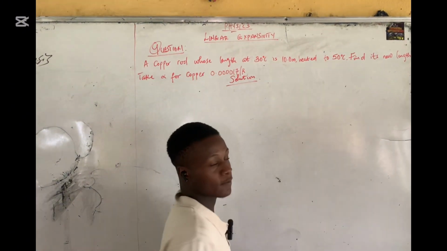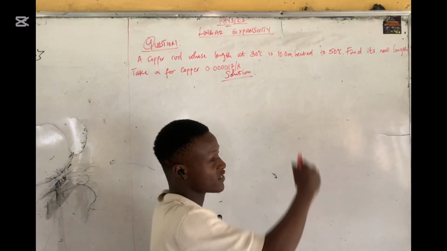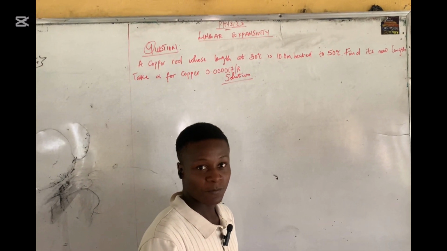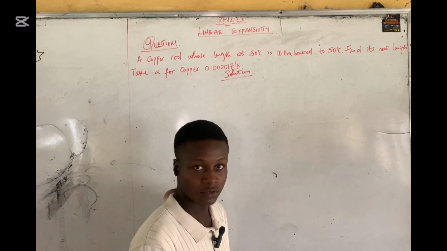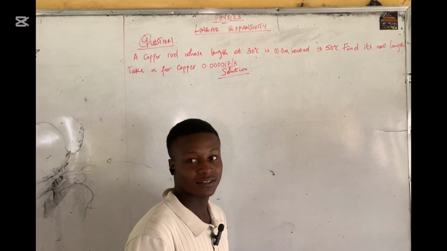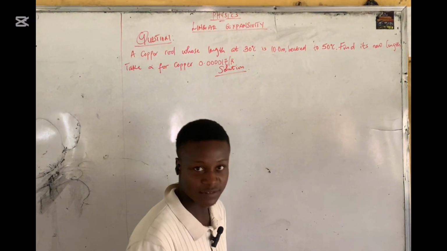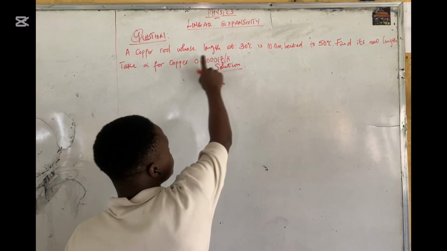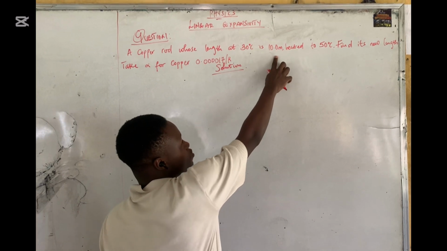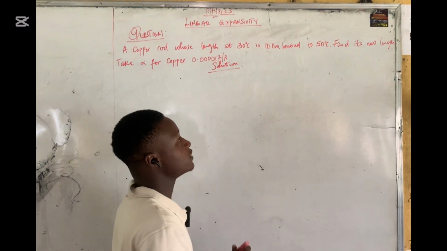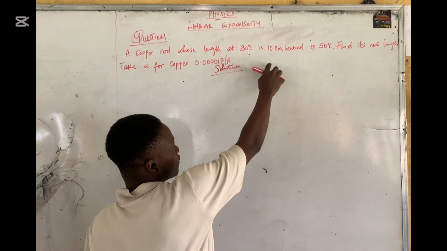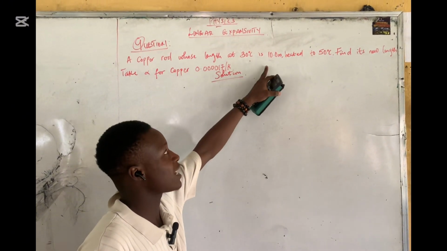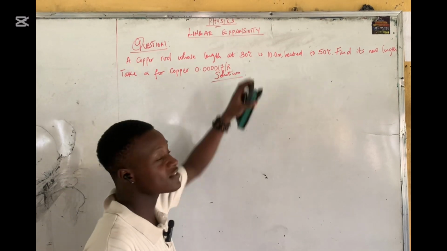It is 10 meter. Definitely, we're not talking about expansivity here, but there is a change in length of the rod or material when heat is applied. So we have the initial length of the rod to be 10.0 meter, and the initial temperature of the rod at this length is 30 degrees Celsius.